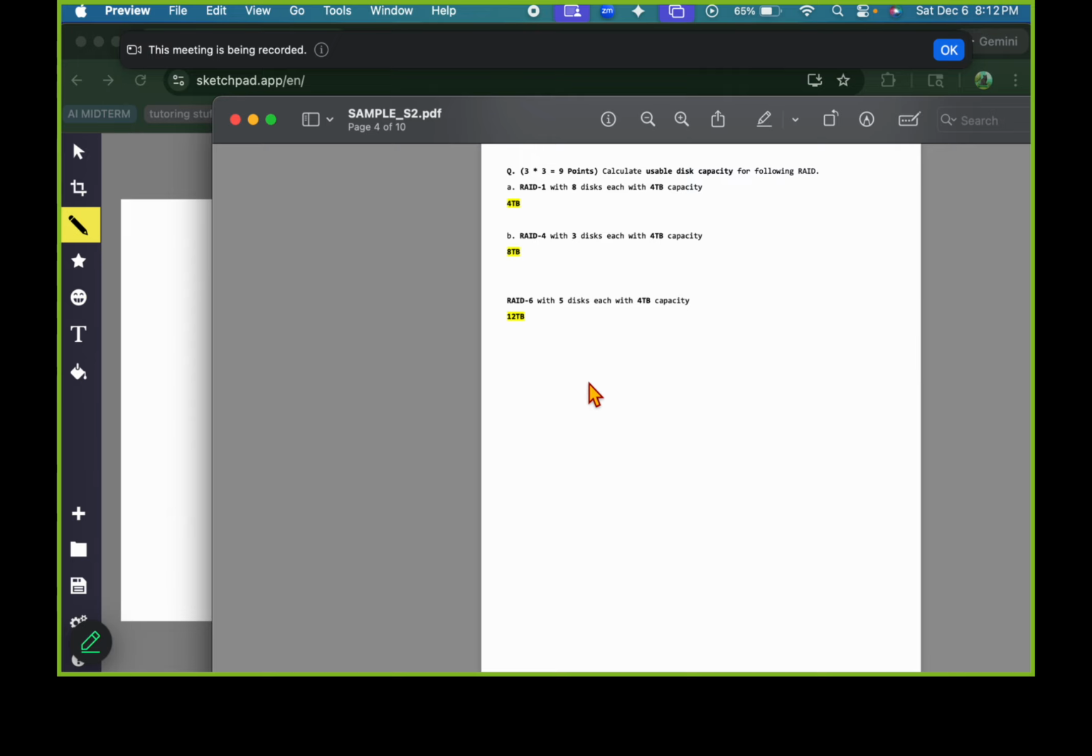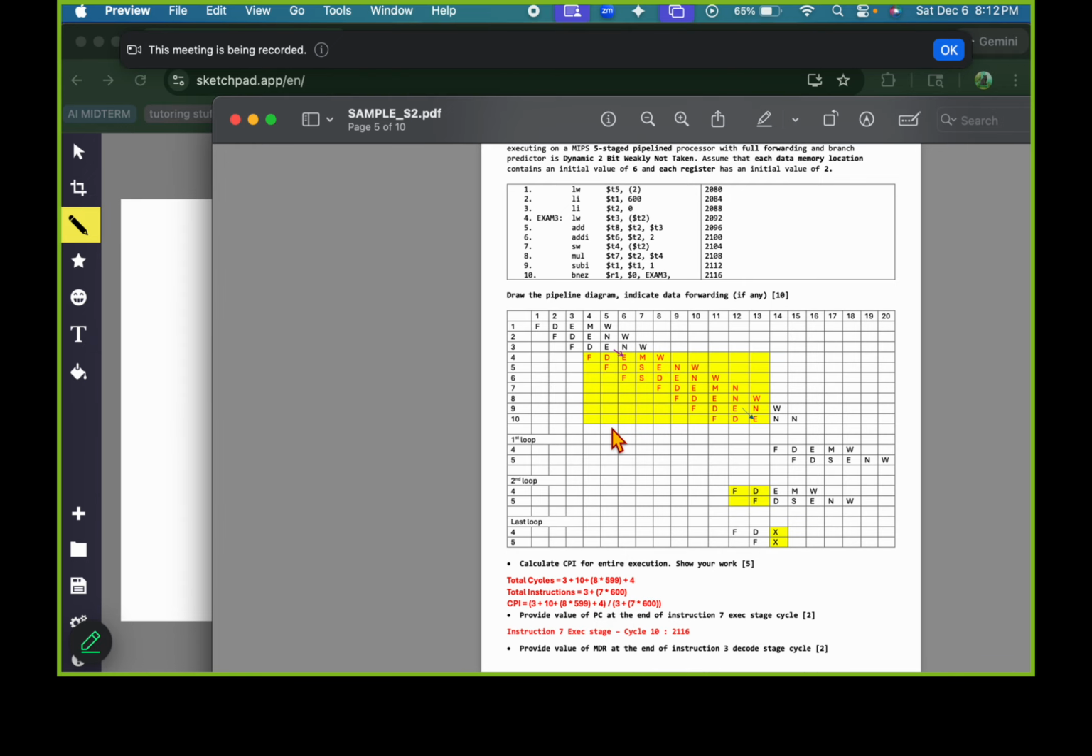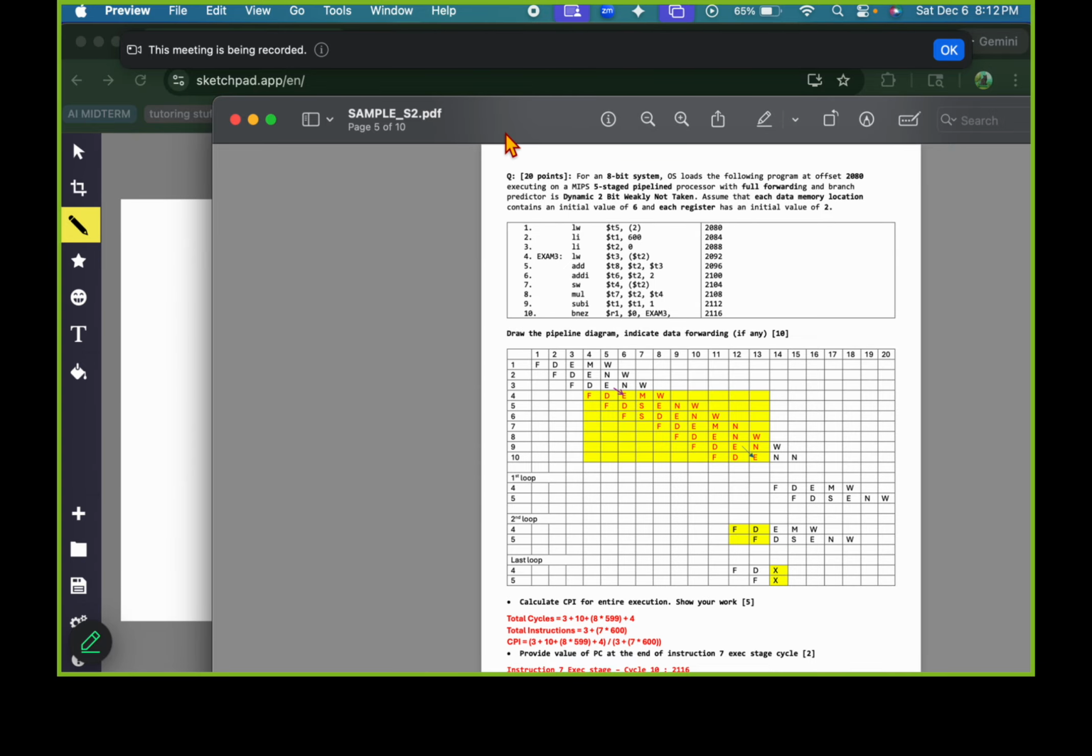RAID is mostly just kind of memorizing the different types of RAID. So I think I also have another video on this. So I'd rather kind of stick mostly with some of the pipelining in the meantime.